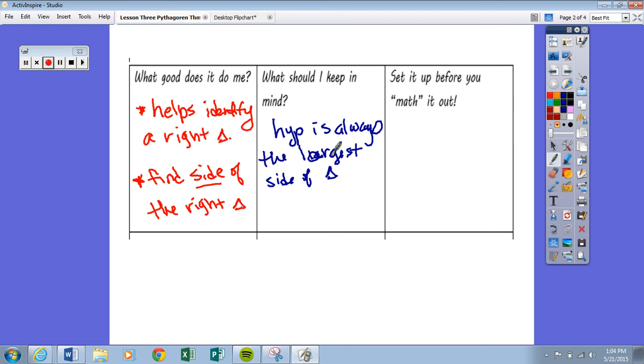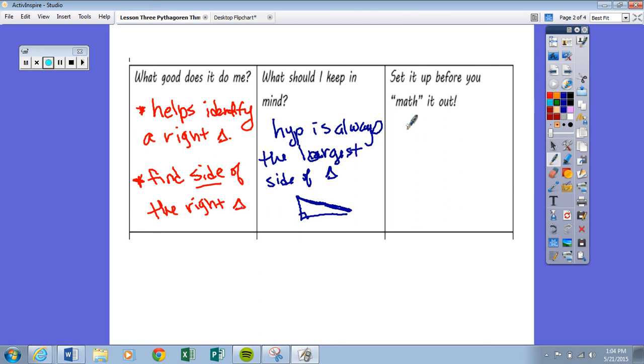And that's going to be important because if somebody gives you a list of numbers, you want to make sure that the biggest number is the number that you put on the hypotenuse. You can even see it from the picture: this is definitely the longest side, so it should be the biggest number. So keep that in mind, and set it up before you math it out.